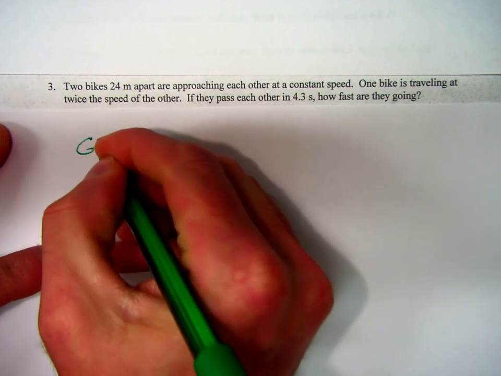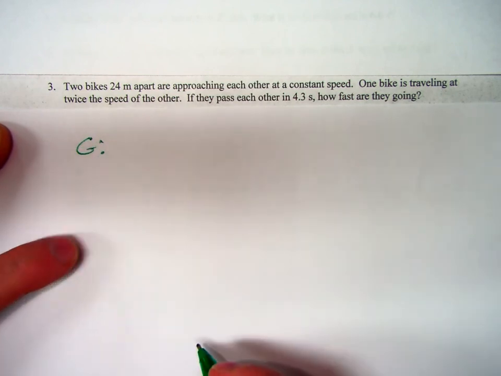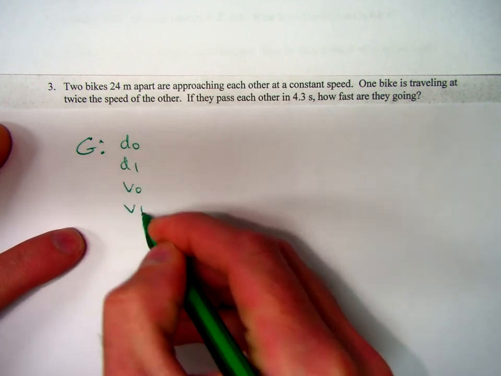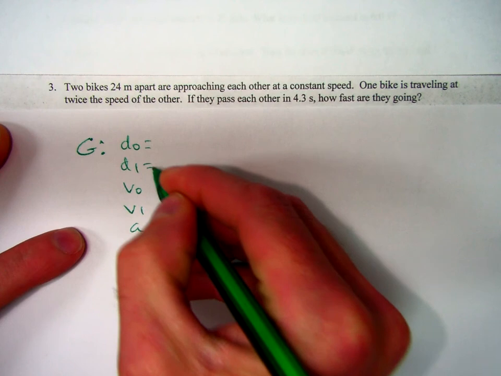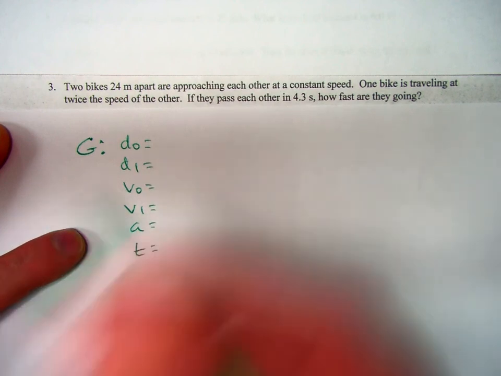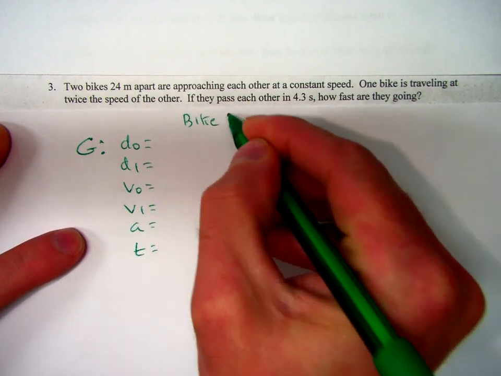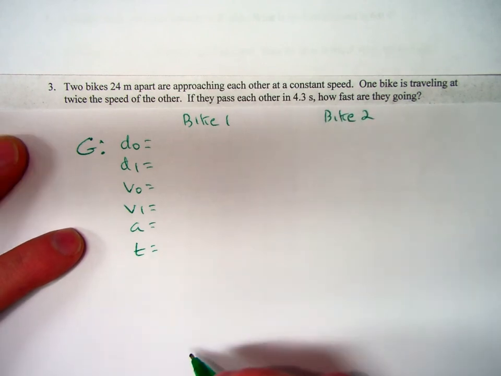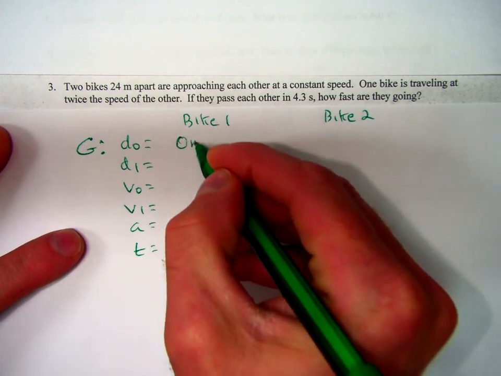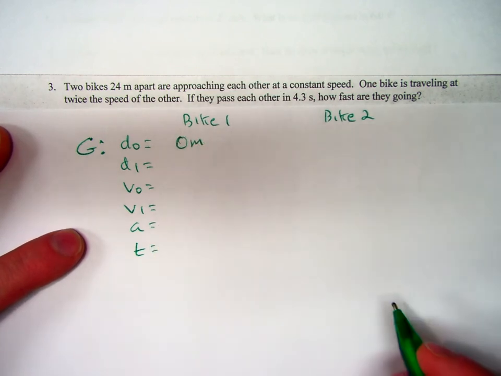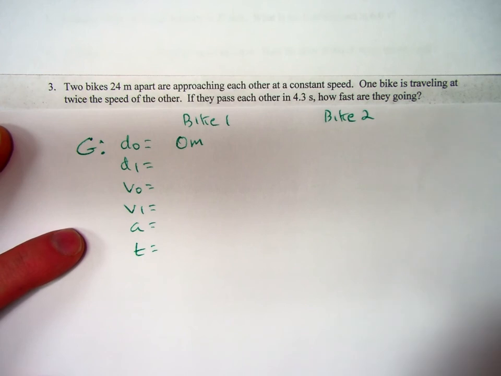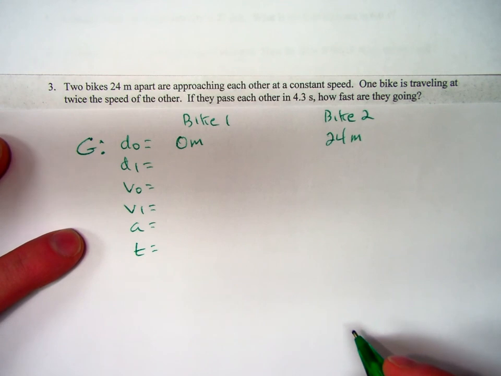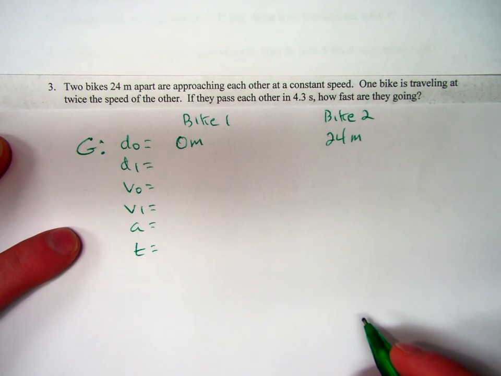I'm going to write my givens, and I've got givens for both bike 1 and bike 2. Bike 1, I'm going to say, starts at the origin, and bike 2 is 24 meters away from bike 1, so it's either located at negative 24 or positive 24. I'm going to say positive 24. D1 is where they pass each other, and we don't know that.